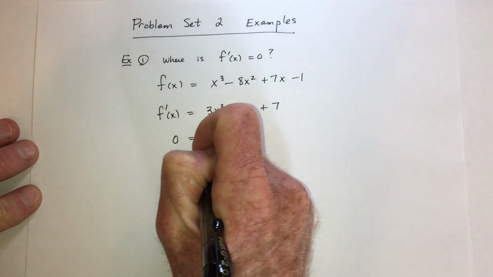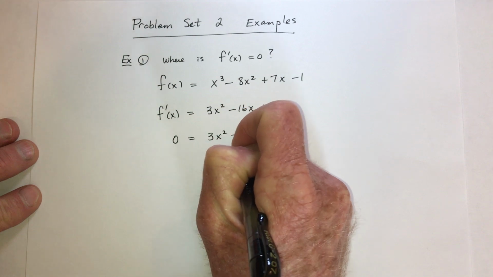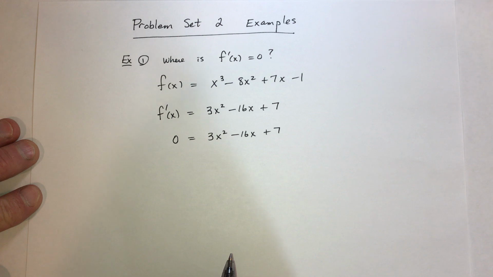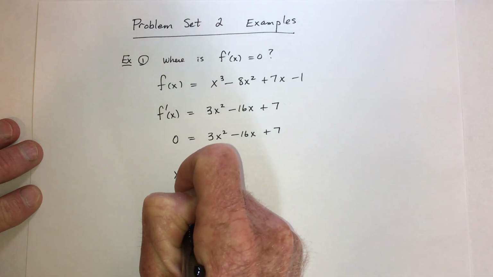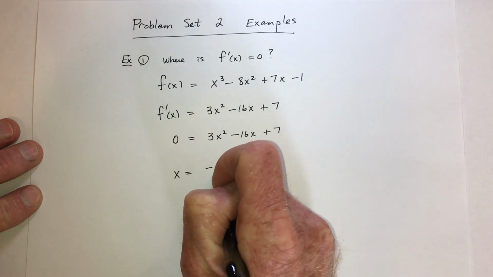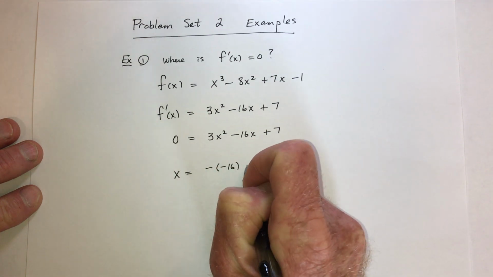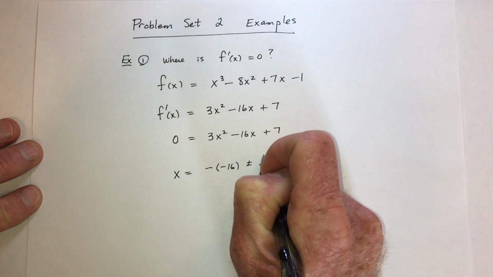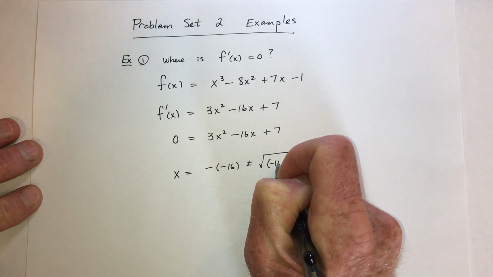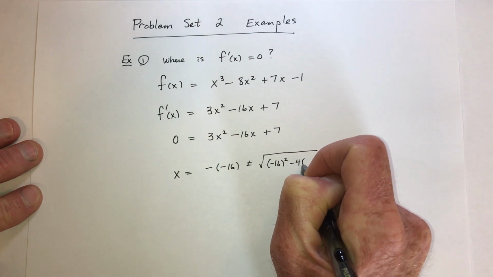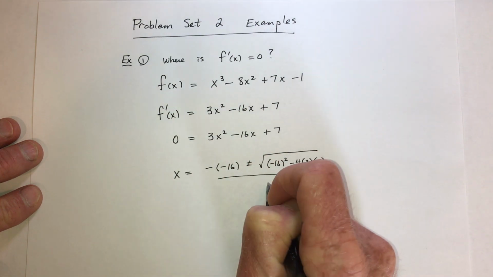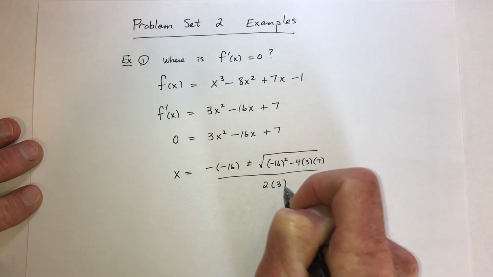Now set it equal to 0. And in order to solve for x, we get to use the quadratic formula. So there's the a, the b, the c. X is equal to negative of the b plus or minus the square root b squared minus 4 times a times c, all divided by 2 times a.